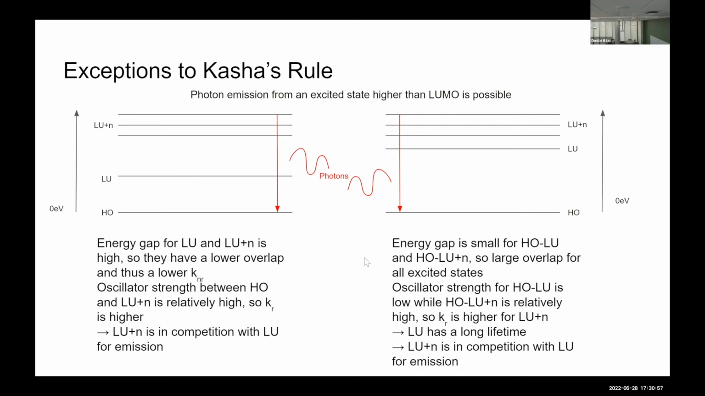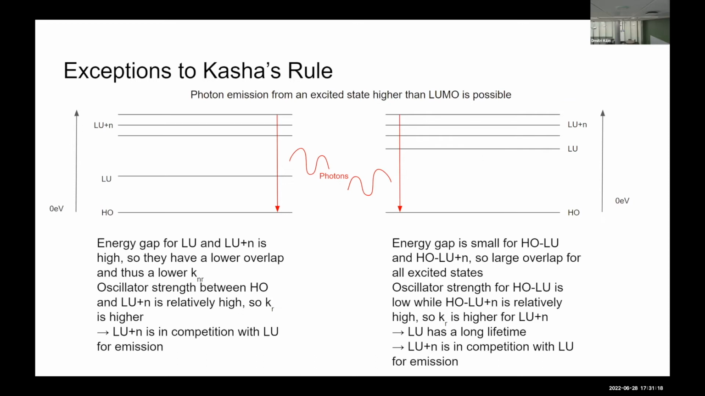They'll have a low overlap between LUMO and those higher excited states. So those electrons won't get a chance to fall down to LUMO. And instead what they might do is basically fall all the way down from a high excited state down to HOMO and release a photon that way.